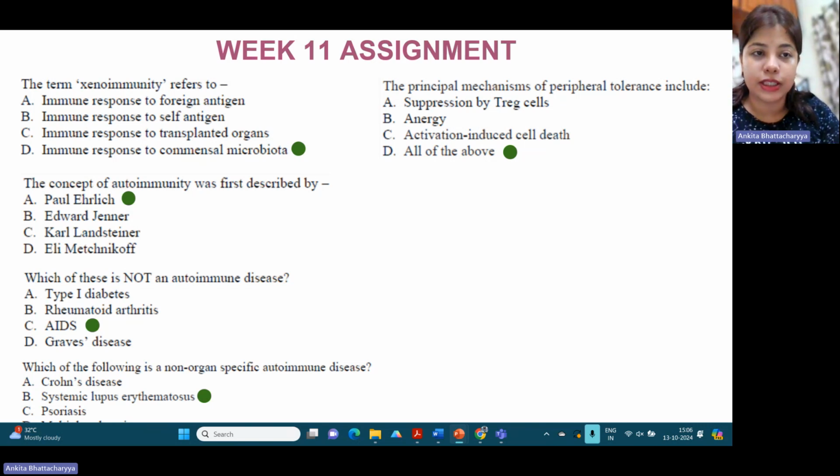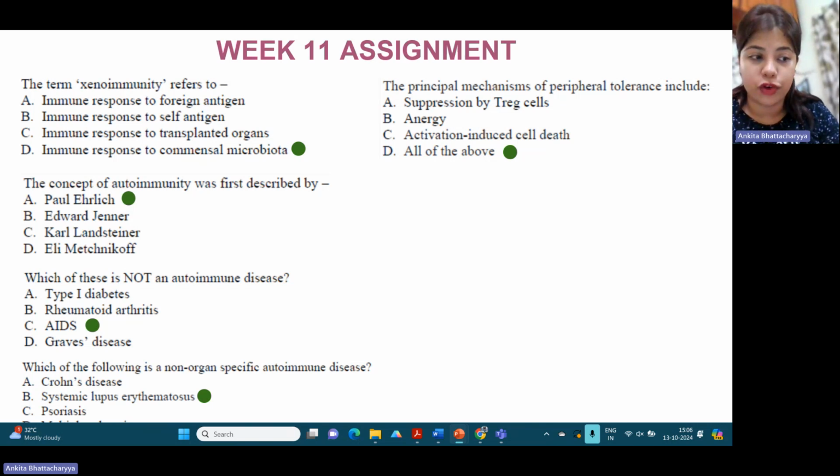So the first question was about the term xenoimmunity, which refers to A, the immune response to foreign antigen, the immune response to self-antigen, immune response to transplanted organs, or immune response to commensal microbiota. Now, the very term xeno by itself is reflective of something that is not a self component. Let's go with the terminologies again. If you remember, there was autologous. If something is an individual's own body tissue or own body derived substance that is being introduced into their own self, then that is autologous in nature.